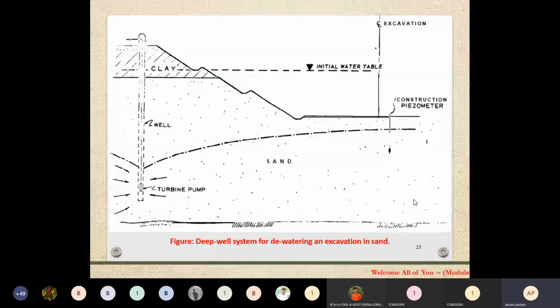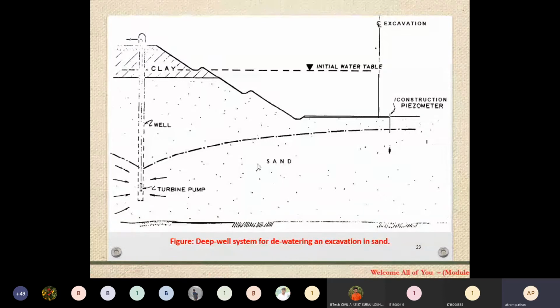So here, again, you can see this is the initial water table, and after pumping, the water table goes on decreasing. This is known as the decreased water level, and whatever the difference is between the initial and decreased water table is known as drawdown. Then, after lowering the water table, we actually start our excavation.